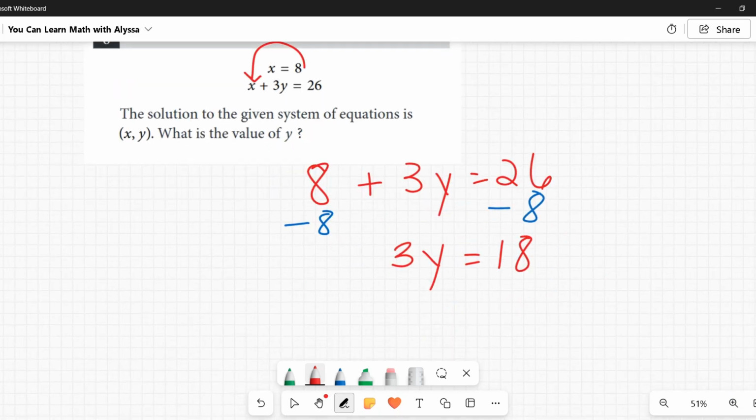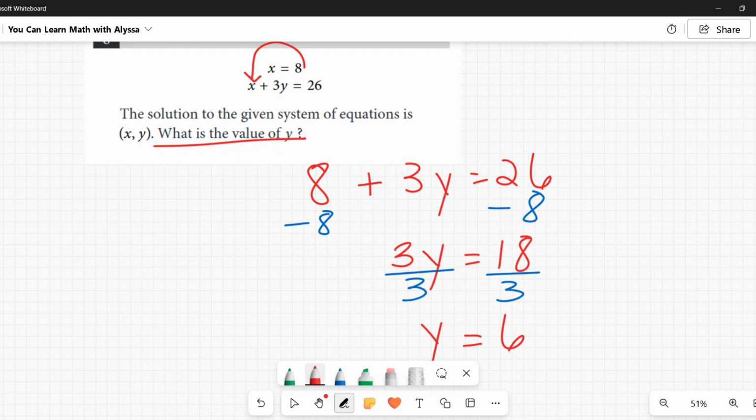And then I want to get rid of that 3. Y is being multiplied by 3. The opposite of that is dividing by 3. And I do that to both sides. I get y on the left and 18 divided by 3, or 6 on the right. And that is my answer because they're asking what is the value of y.